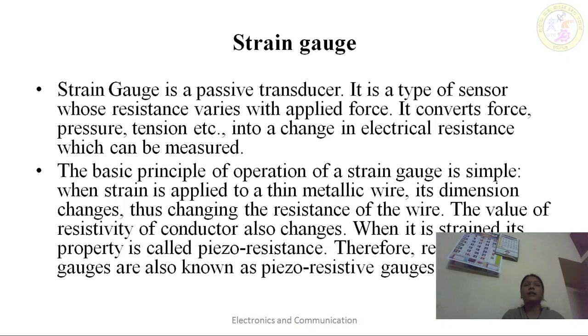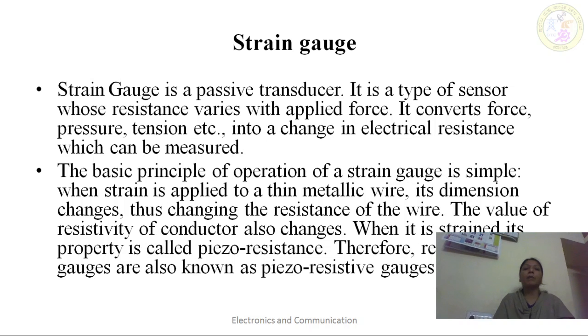The basic operation of a strain gauge is very simple. When strain is applied to a metallic wire, its dimension changes. The dimension change is measured by using a Wheatstone bridge, so the changing resistance of the wire is measured. The resistivity of a conductor also changes when it is strained; this property is called piezoresistance. Therefore, resistance strain gauges are also known as piezoresistive gauges.